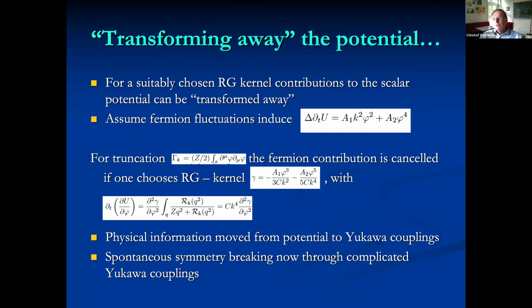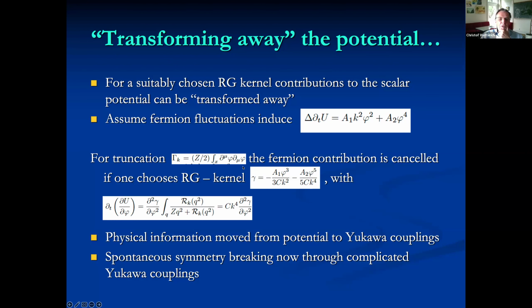For example, I give you another simple example, a warning example. You can, for example, completely transform away by microscopic field transformations or by the RG flow, the potential in a scalar field theory. So let me take a theory of a scalar field coupled to fermions. We know fermions induce a contribution to the flow of U. So typically, if you expand in phi squared and phi to the 4, they typically induce spontaneous symmetry breaking if the effects are strong enough.